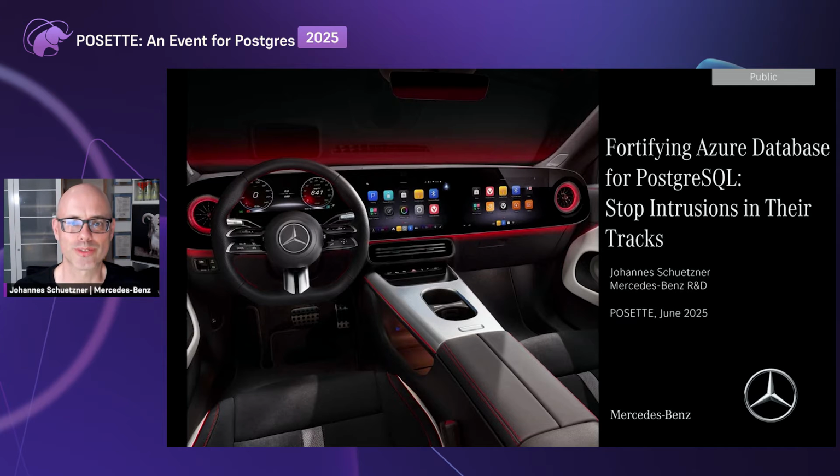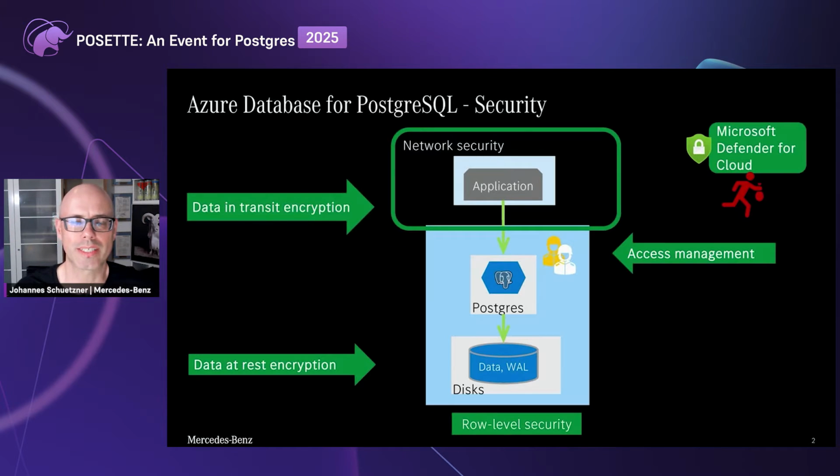Okay, let's stop intrusions in their tracks. If you look at security for Azure Postgres, there are different areas, like data protection, where you encrypt your data in transit and data at rest. Then you can do row-level security, where you ensure that certain rows of a table can only be accessed by certain users. Then there's Microsoft Defender for Cloud as an overall security management and threat protection solution. But two key aspects where you can make a lot of difference are network security and access management. I would like to focus on these two areas in this session because this is really where I can have a big impact by your configurations.